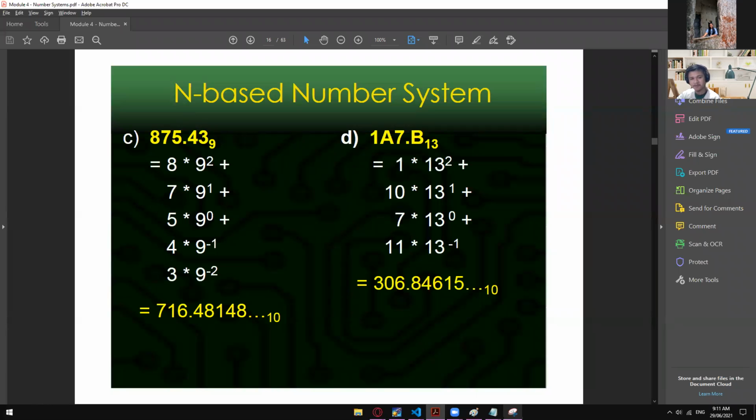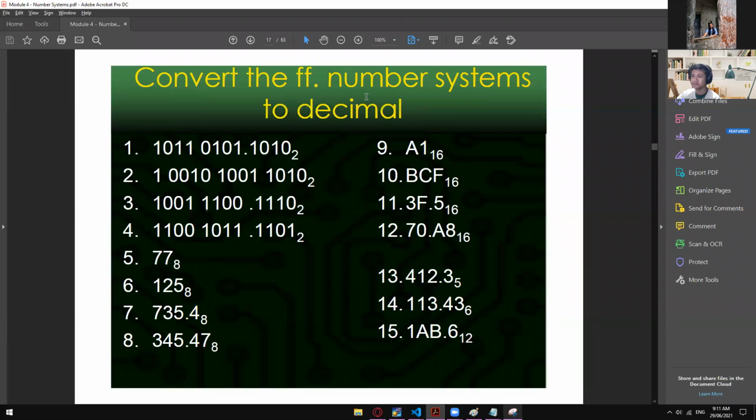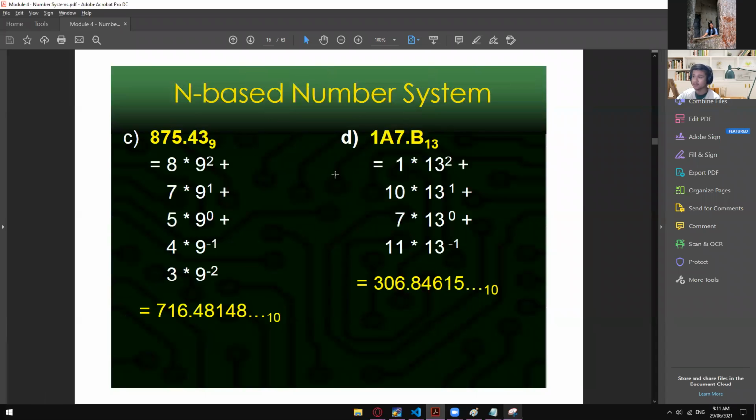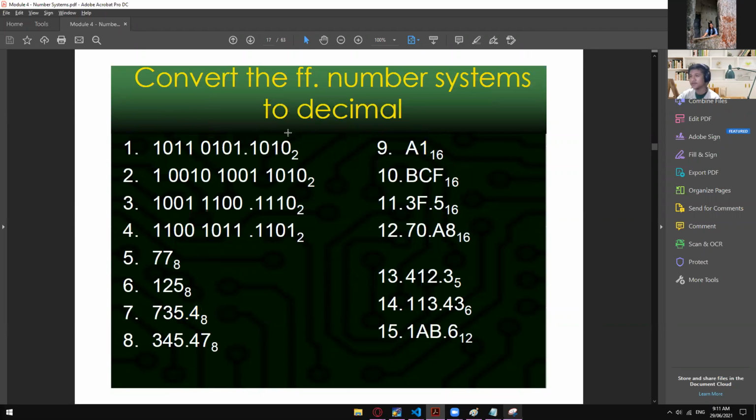Okay, so just let me know if you guys need more examples. That's pretty much it when it comes to converting n-base numbers to decimal. So you can do anything as long as you know the process. It doesn't matter what base that is. So let's now move on to converting decimal numbers.